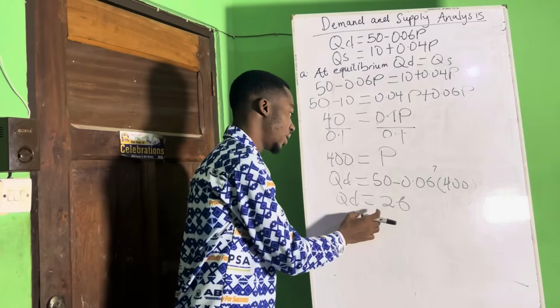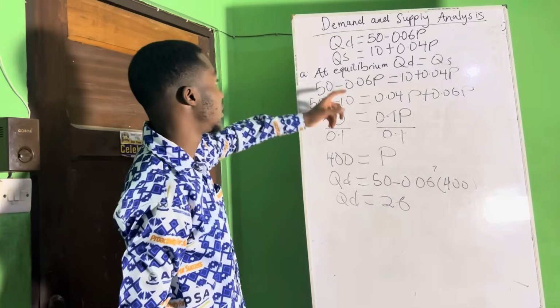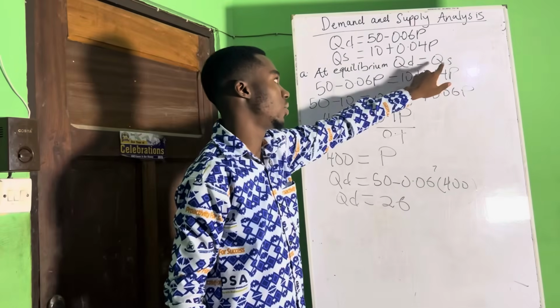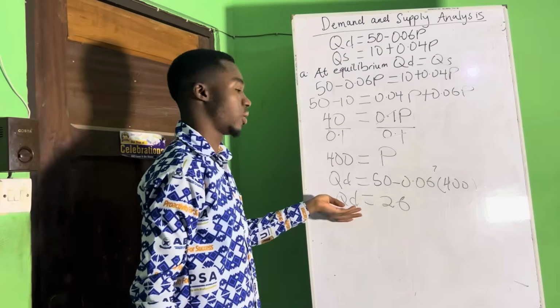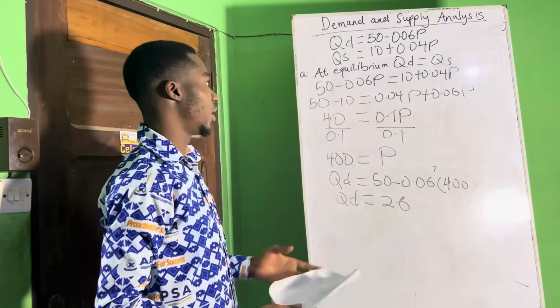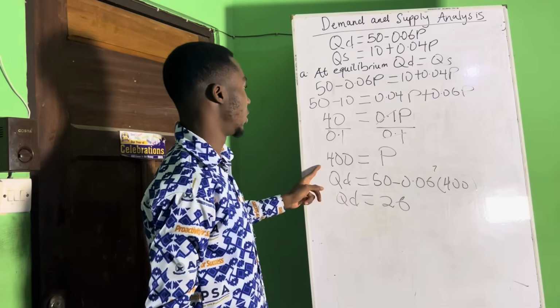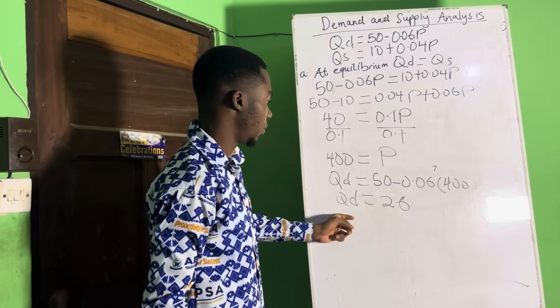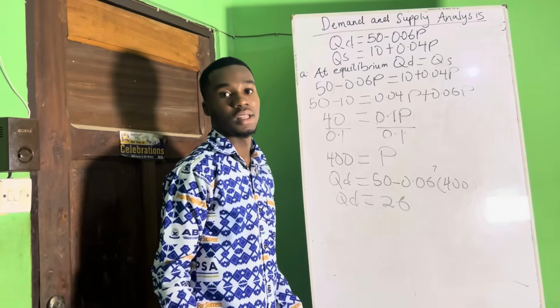So the quantity demanded is the same as the quantity supplied. You already said that at equilibrium, quantity demanded is equal to quantity supplied. So you can make this Q, because it's the same quantity. You get it? So now you can go ahead and say, therefore, the equilibrium price is 400 cedis and the equilibrium quantity is 26 units. That's all, as simple as that.